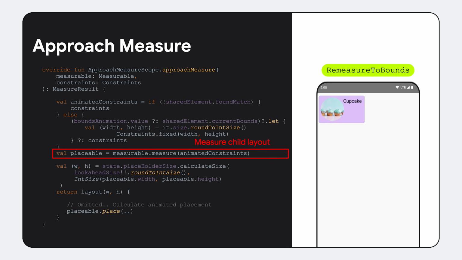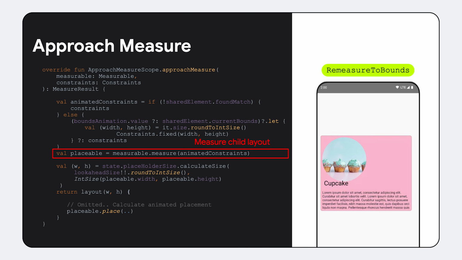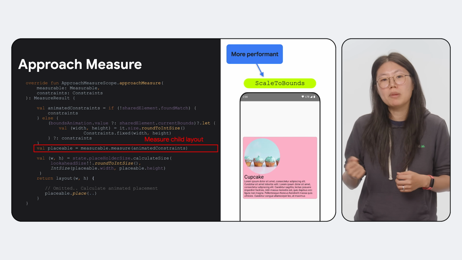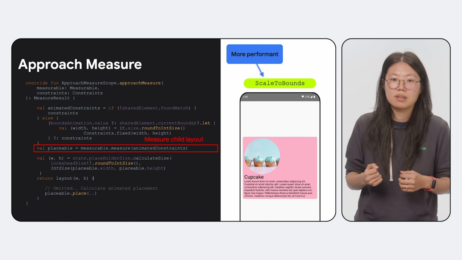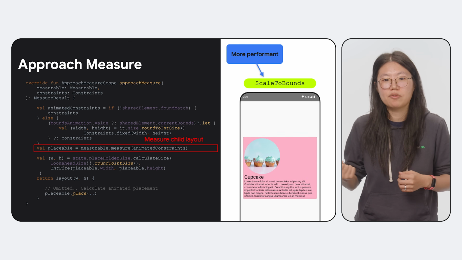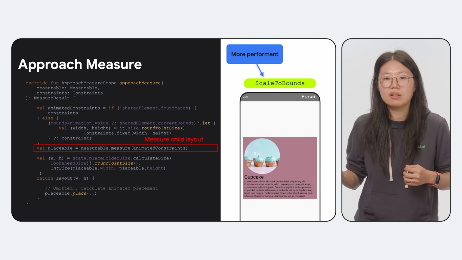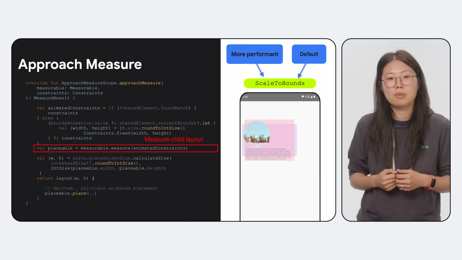Since we also know the target size of shared content from the Lookahead pass, we could scale the content to fit in the animated bounds. It is more performant than ResizeMode because we only need to measure the child content once and apply a different scale on each frame, rather than propagating the changing constraints all the way down to the leaf nodes of the child content. This is also the default resize mode.